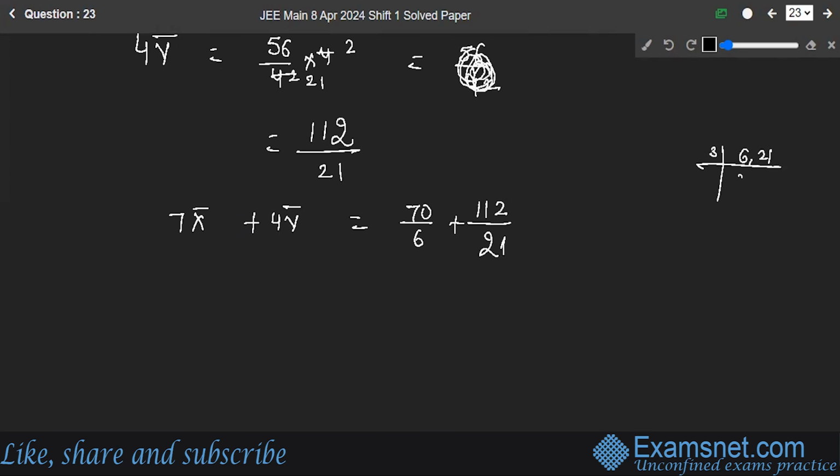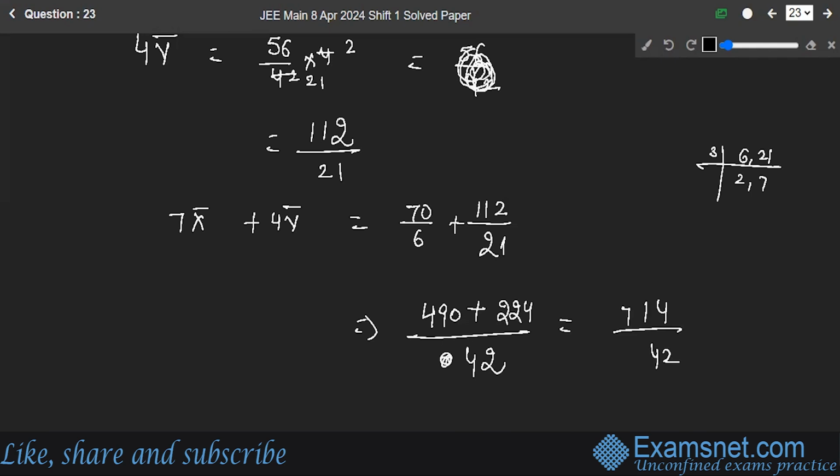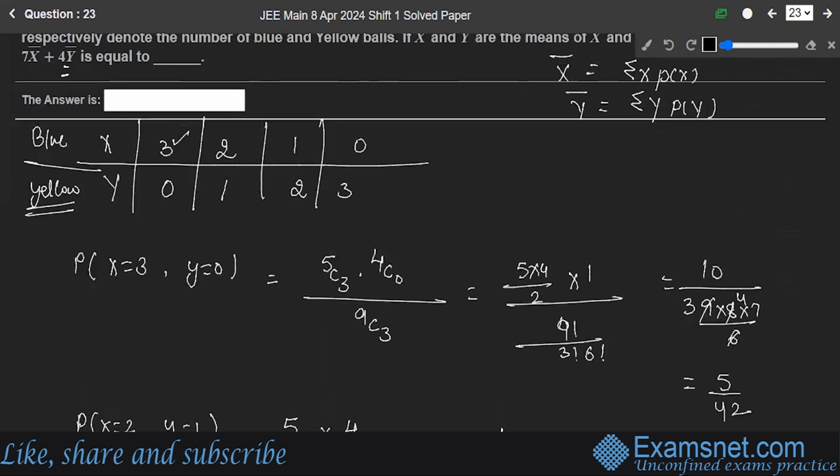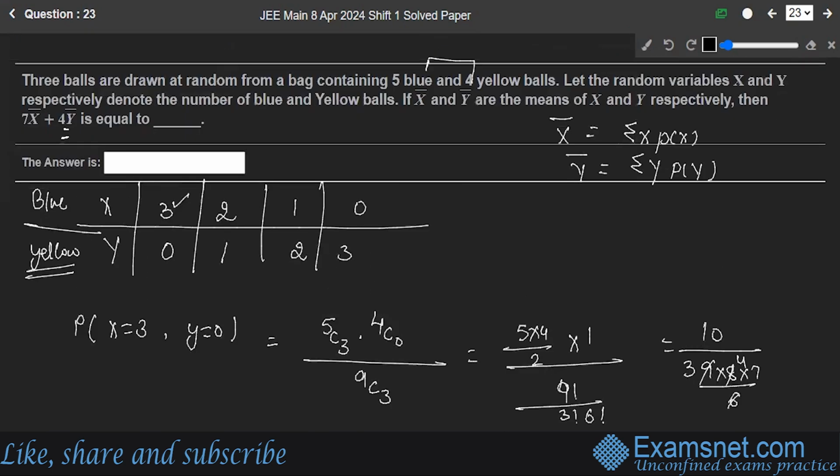it will go at 3, 2, and 7. So this will be 21, 42 again. Okay. So this is 7, 490 plus 2, 2, 4. This is 2, 1, and 7 upon 42. So 714 upon 42, on solving, this will give you 17 as the answer. Okay. So here is the answer to the question, 17. Hope you got that. Let's move to the next question.